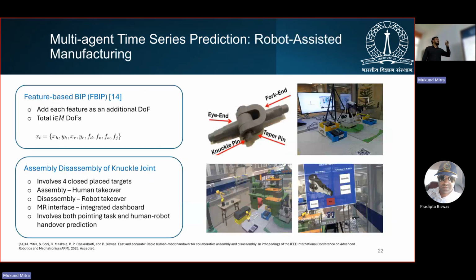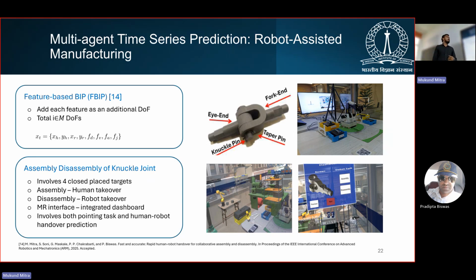So we added each. I will explain the algorithm in the next slide. In this slide I will explain the experimental setup. We added each feature that we discussed previously as an additional degree of freedom, and then we implemented FBIP. Basically, we implemented the scenario in robot assisted manufacturing, which involves the assembly and disassembly process of a knuckle joint. Why a knuckle joint was taken: we need to keep the setup the same with the 4 targets.